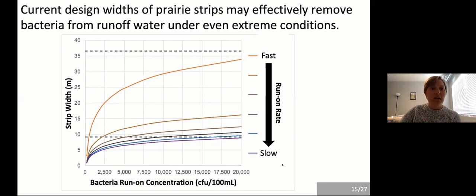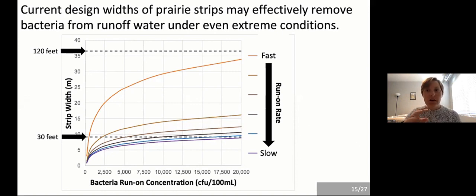And so, as a quick example of reading a point on this graph, if you were looking at our orange line for a bacteria run-on concentration of 2,500 CFU per 100 mL, you would need a 20-meter wide prairie strip to achieve enough bacterial reduction so that your runoff water would meet the requirements of recreational freshwaters. Now turning our attention to these dashed black lines along our strip width axis, these represent the current design recommendations for prairie strips, which range from 30 to 120 feet.